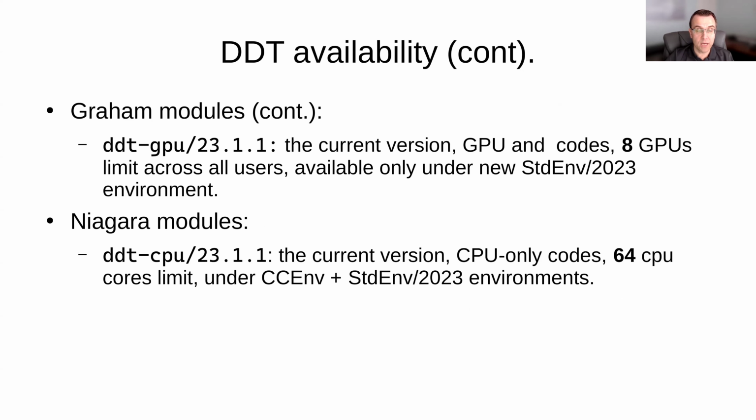For GPU debugging, we have a separate license. It hasn't been downsized. It's been always at 8 GPUs across all the users. And to use it, you need to load the new environment, standard environment 2023, and then you can load the DDT-GPU module. On Niagara, there is no GPU license, only the CPU one, and only the up-to-date one, which is working with up to 64 CPU cores, similar to the new license under Graham.